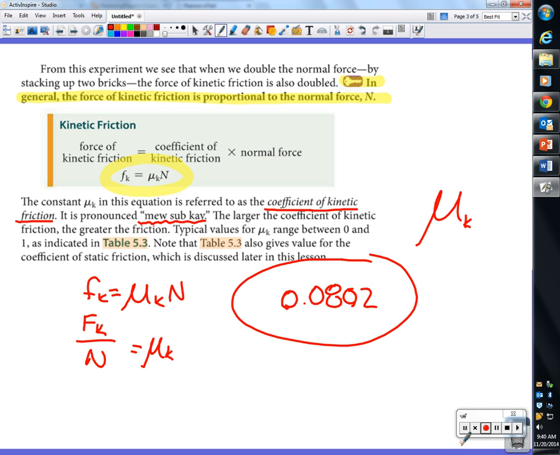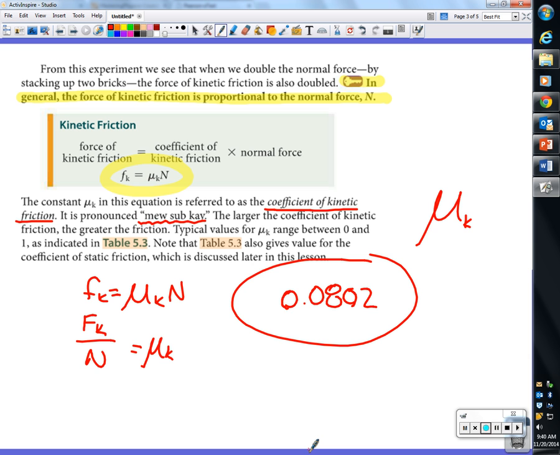Okay? It is not a measurement. It is a ratio between the two surfaces. It's a characteristic of the surface. It's not an actual measurement of anything. Okay? It compares two things to each other, and therefore it does not have a unit. Okay?